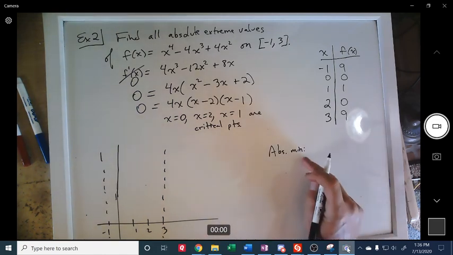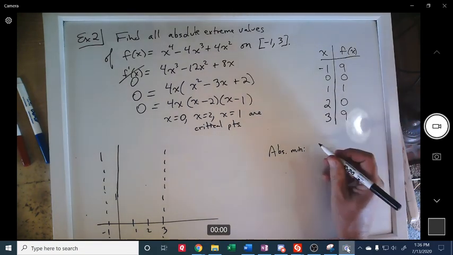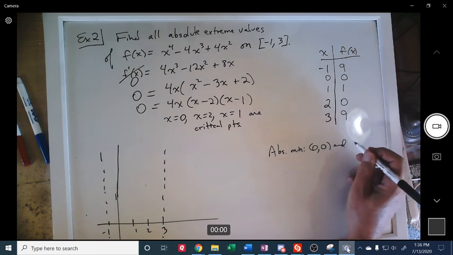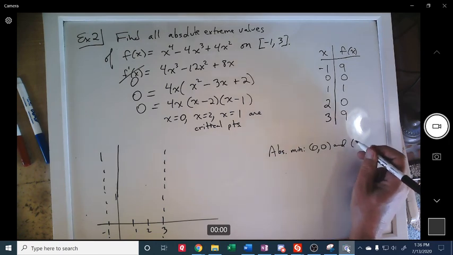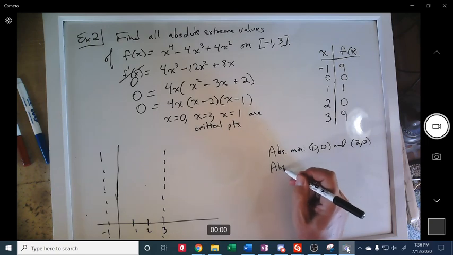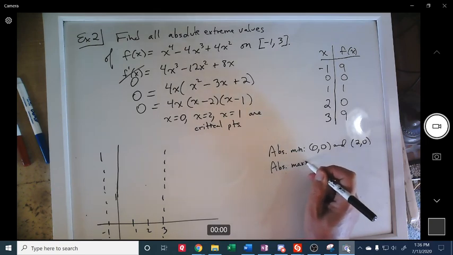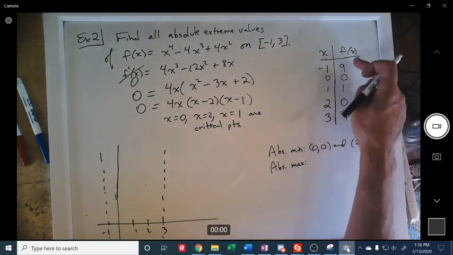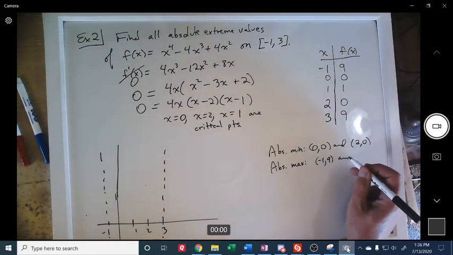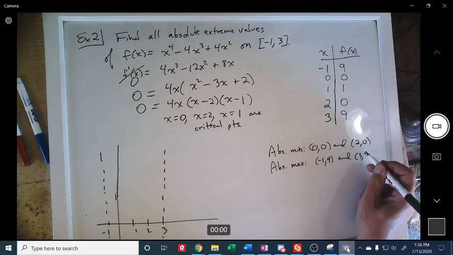So the absolute min, there's two of them, (0, 0) and (2, 0). And the absolute max, there's two that are tied, (-1, 9) and (3, 9).